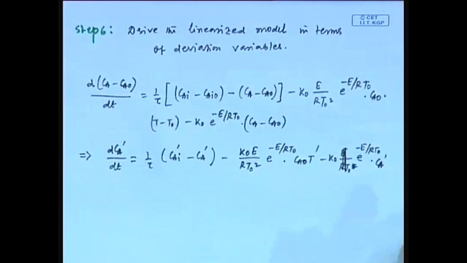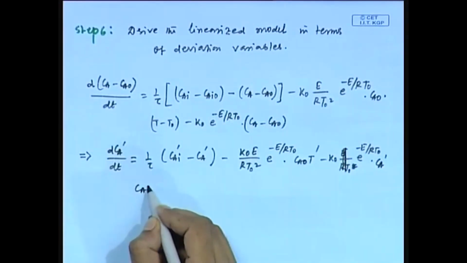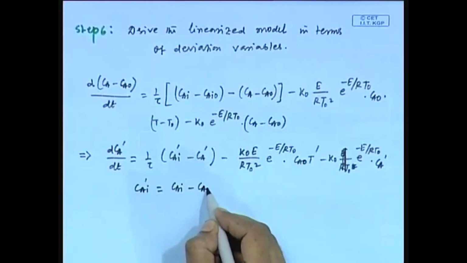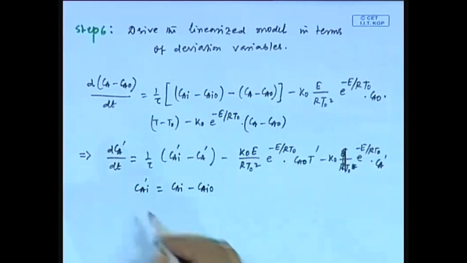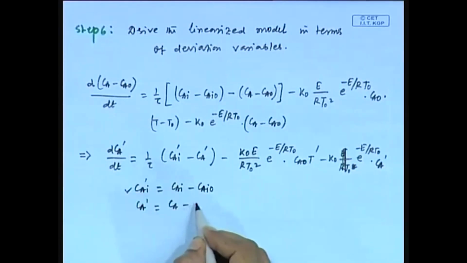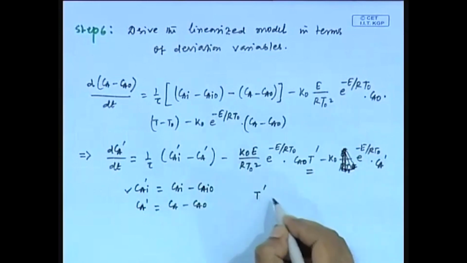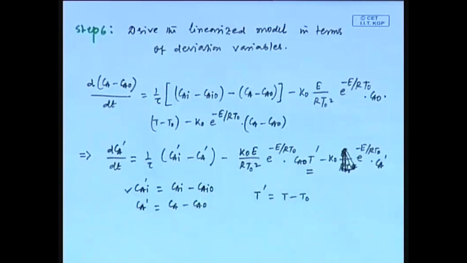Fine. So, here we are considering C_Ai prime, that is C_Ai minus C_Ai naught. This is one deviation variable we have considered in this equation. Another one is C_A prime, that is C_A minus C_A naught. Another deviation variable is T prime, that is T minus T naught. So, 3 deviation variables we have considered.